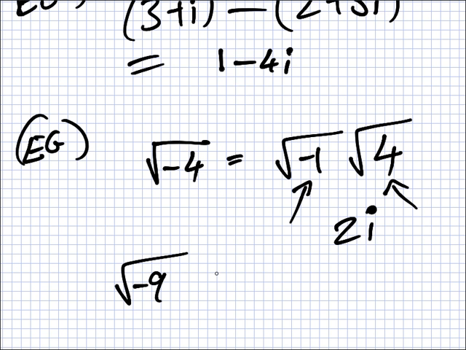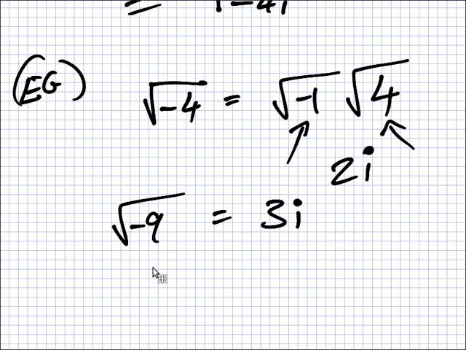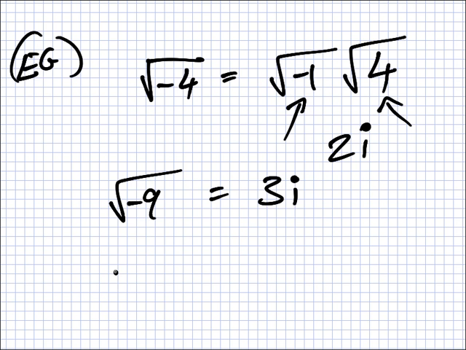Okay. Square root of minus 9? 3i. Okay? And I'll give you a minute to try and calculate this one. I want you to get the square root of minus 50. And I want you to try and simplify as much as you can. You think you got an answer? What did you get?